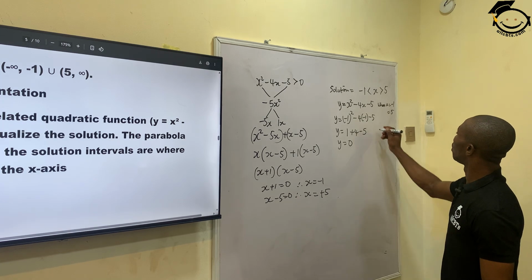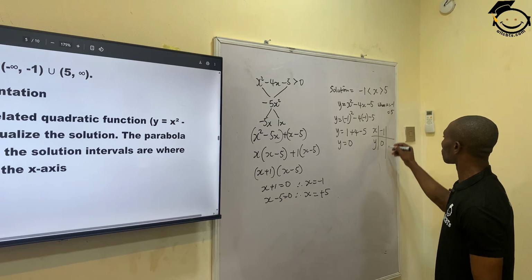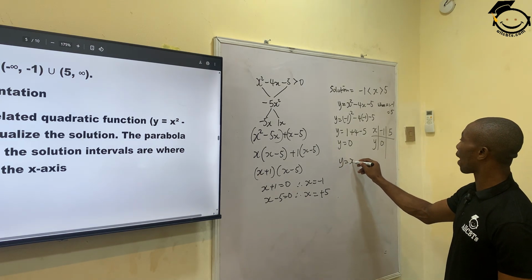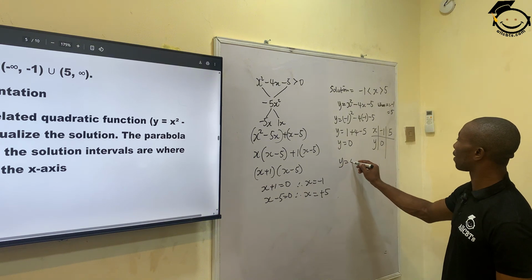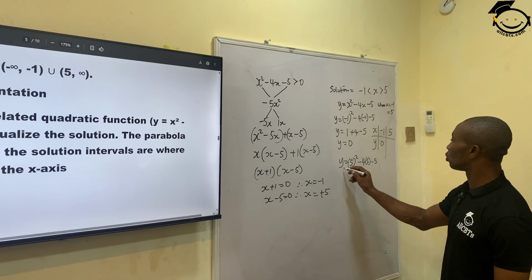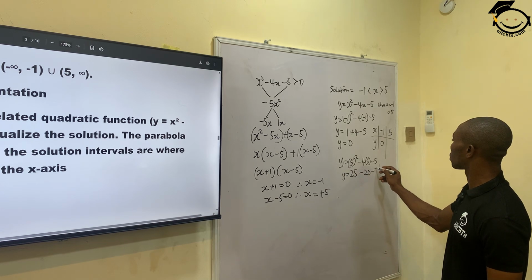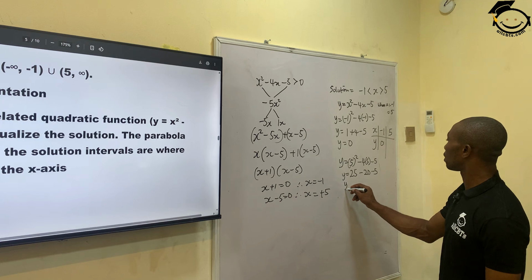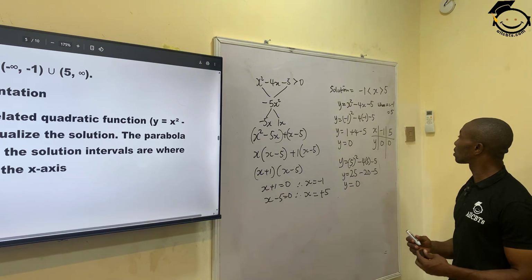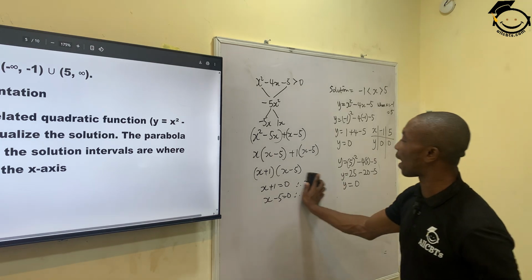Okay, let me put it this way. When x is minus 1, y is 0. And when x is 5, what will be our value of y? Y equals 5 squared minus 4 bracket 5 minus 5. So this will become y equals 25 minus 20 minus 5. Okay, so our y equals 0. So when x is minus 1, y is 0. When x is 5, y is 0.